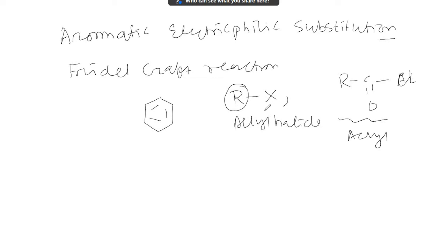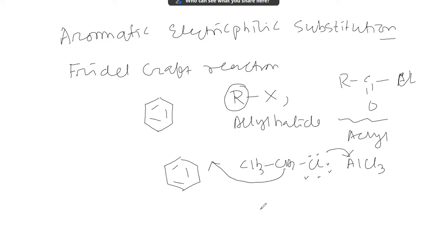Now what happens? Benzene is treated with alkyl halide, because I need an electrophile, and I use a Lewis acid as a catalyst. Suppose I have taken this alkyl halide, CH3CH2Cl, and AlCl3 is used with it. AlCl3 acts as a Lewis acid. Chlorine has an unshared pair of electrons. Al accepts the electron pair and induces positive charge on the carbon atom to which chlorine is attached, and that carbon attacks the benzene. As a result, as an intermediate, this is formed.